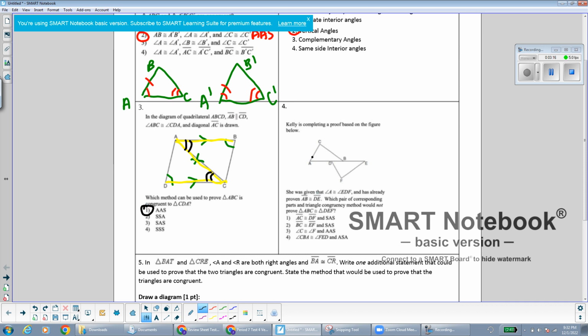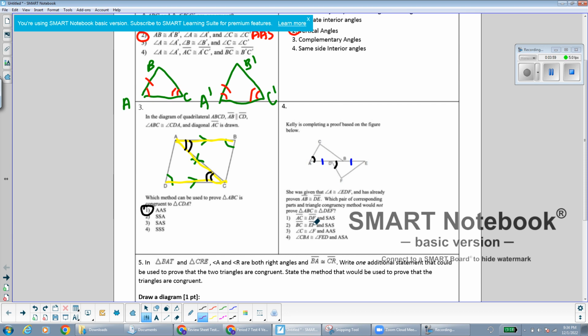We were given here that angle A is congruent to angle EDF, and it has already been proven that AB is congruent to DE. So it says which pair of corresponding parts and triangle congruency method would not prove the triangles congruent. So if I take a look at answer choice 1, it says AC congruent to DF and SAS. SAS, that works. That does prove the triangles congruent. So that's not the choice we're looking for. We want the one that's not going to prove the triangles congruent.